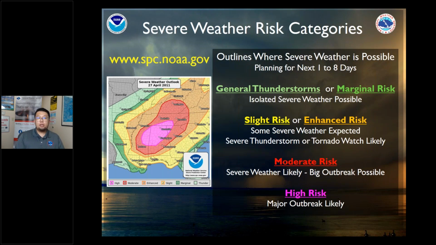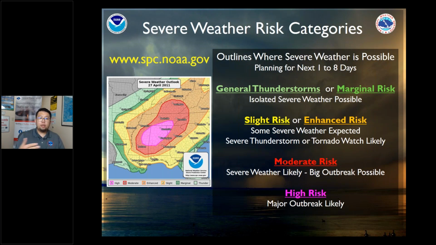The light green color is general thunderstorms. That means we think there's going to be thunderstorms here, but we don't think they're going to be very severe. We don't have that many ingredients on the table to make a severe thunderstorm, but we think there might be a couple of showers or thunderstorms in the area. And then the next one, the darker green color, is a marginal risk, which might mean there might be some isolated severe weather possible.